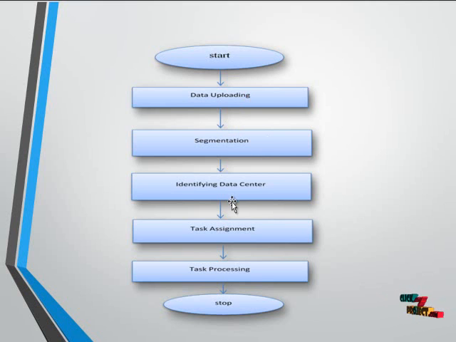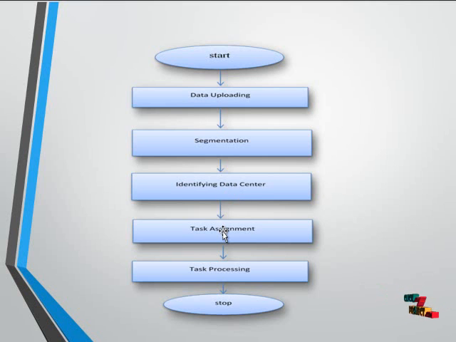Next is identifying the data centers. In this process we create a number of jobs. The user can see the job time, job arrival time and job cost displayed. The user can select any type of job to allocate the data. The job goes through the data centers, and the job is performed in the data centers.